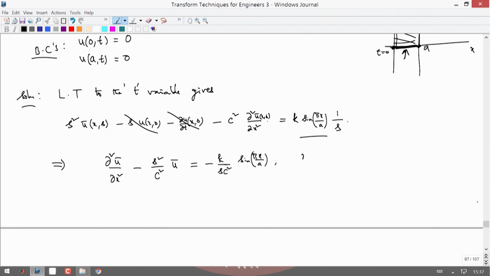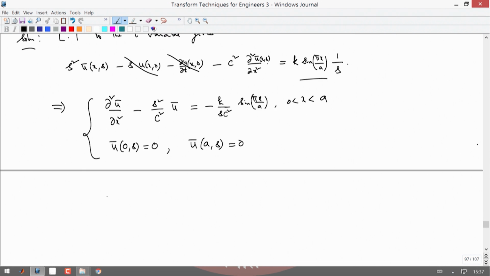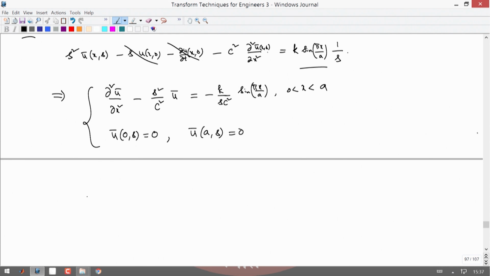So, this is your solution between 0 and a, and you have the boundary data. So, you have u bar at (0, s) is 0 and also u bar at (a, s) is also 0 from the boundary conditions. If you apply the Laplace transform to these two boundary conditions, you get this. So, this is the problem you have to solve, before you take the inverse transform. So, what is its solution?